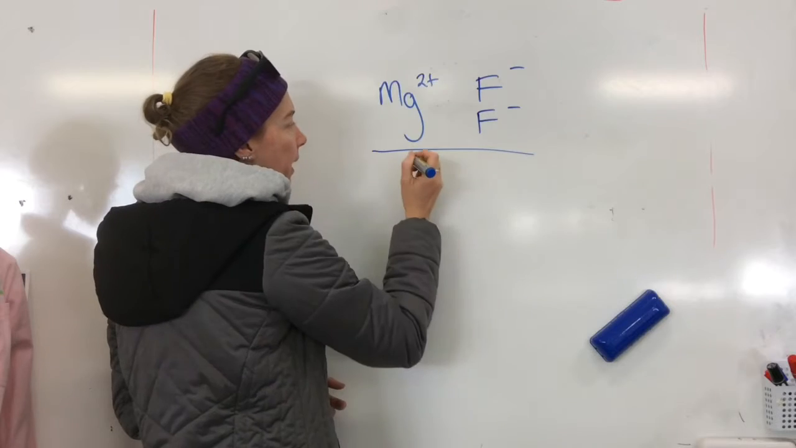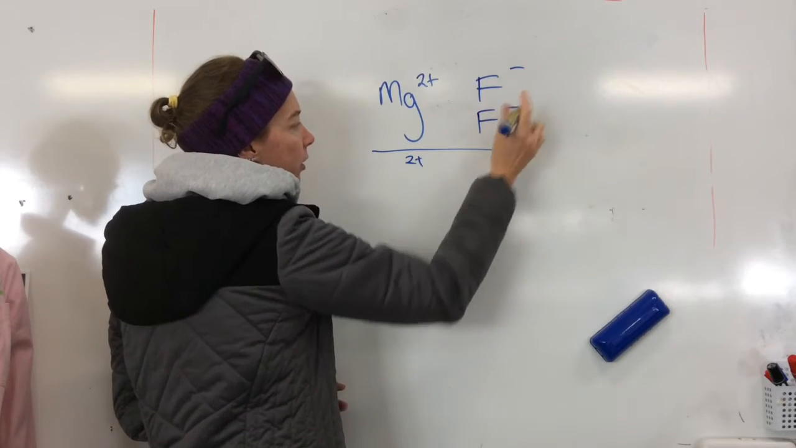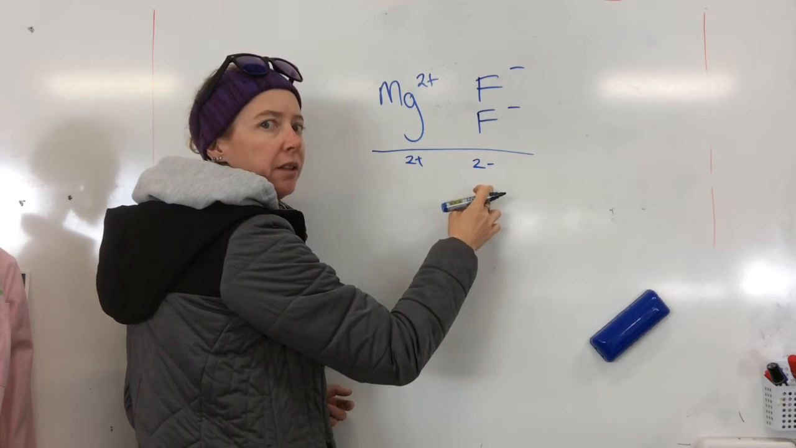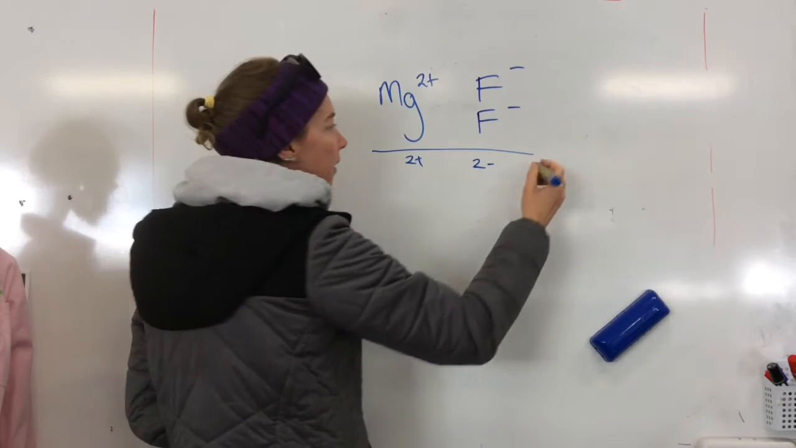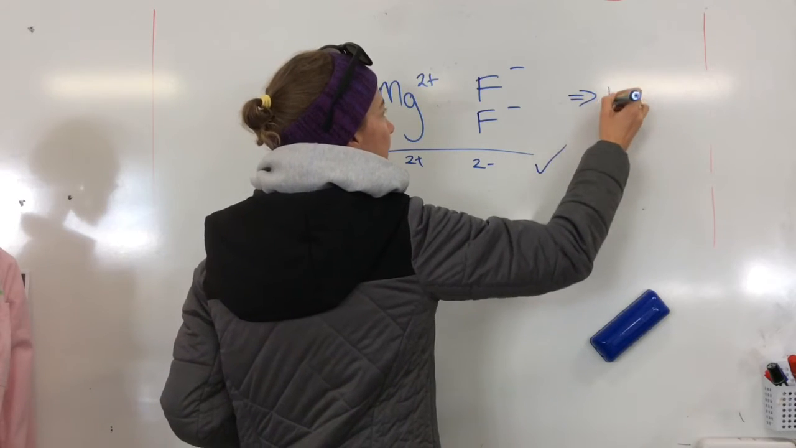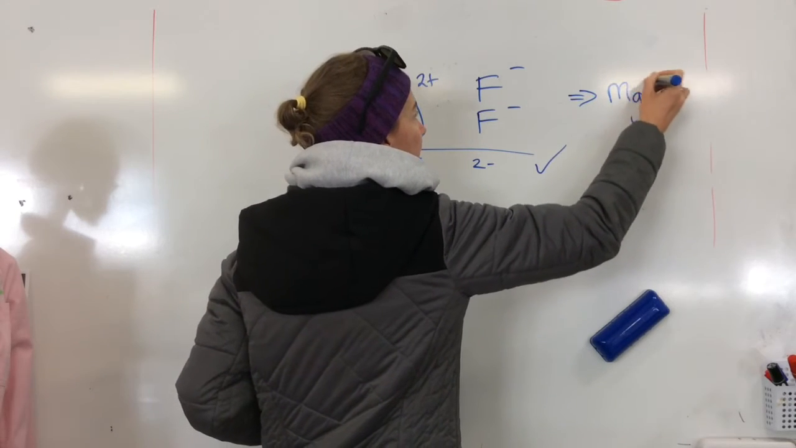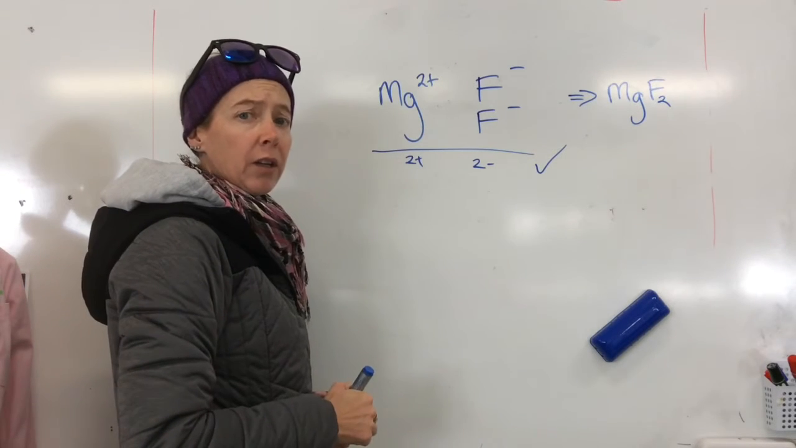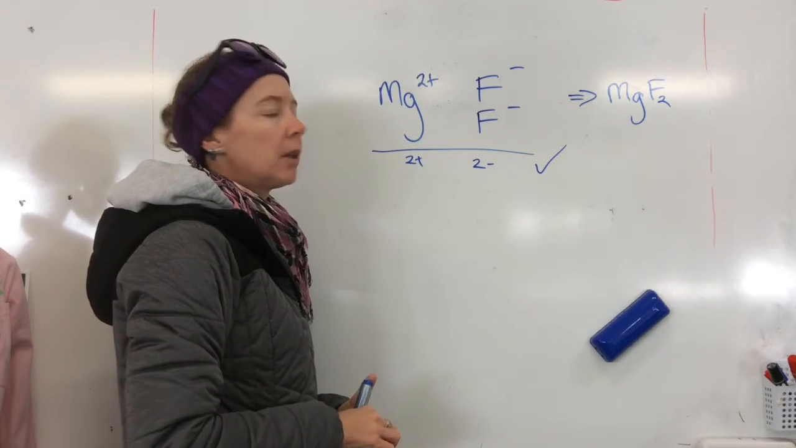Let's have a look. 2 plus, 1, 2. 2 negative. 2 positives, 2 negatives. Neutral. It's going to equal 0. Okay, cool. That's balanced. MgF2. That's my ionic compound. That is magnesium fluoride.